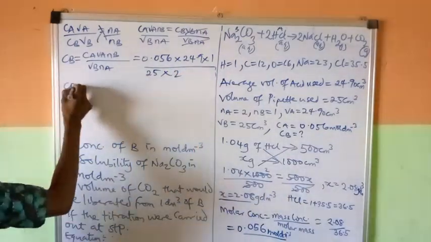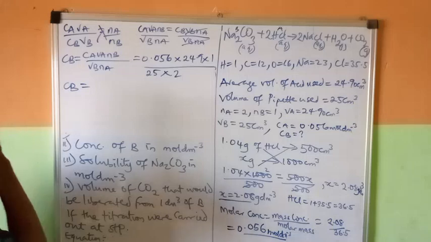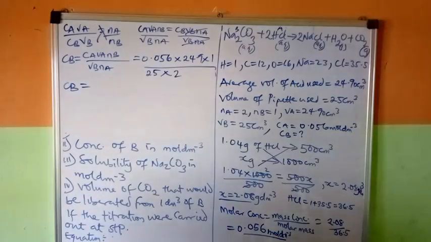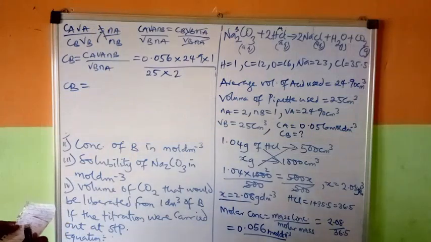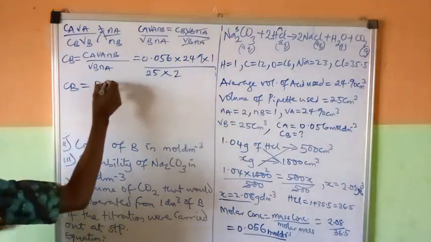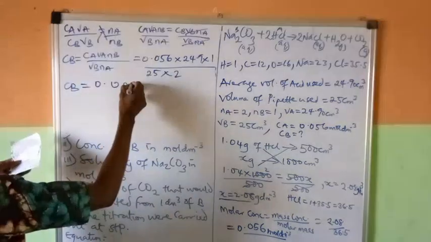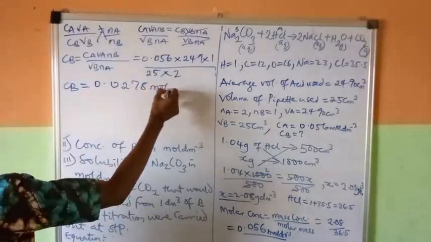Alright, so our CB, if you punch this in your calculator, 0.056 times 24.9, times 1, divided by 25, your answer will be 0.0278 mole per dm cube.